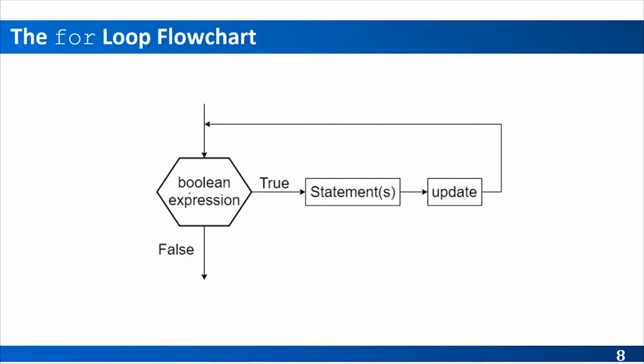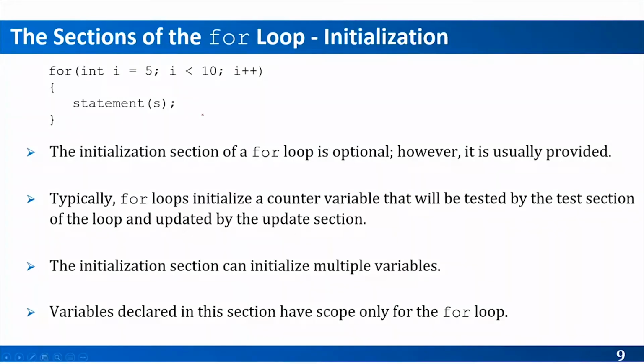You have a Boolean expression, and as long as it's true, perform statements, update, and then go back. So it looks very similar to the while loop. Let's try to analyze the different sections of the for loop. Here is a very simple structure example of a for loop. It has an initialization of int I is equal to 5. Here I'm initializing I by declaring it first as an integer, and then I is less than 10 is my condition. So as long as I is less than 10, keep going, and the update is going to be I++, and then I have a number of statements.